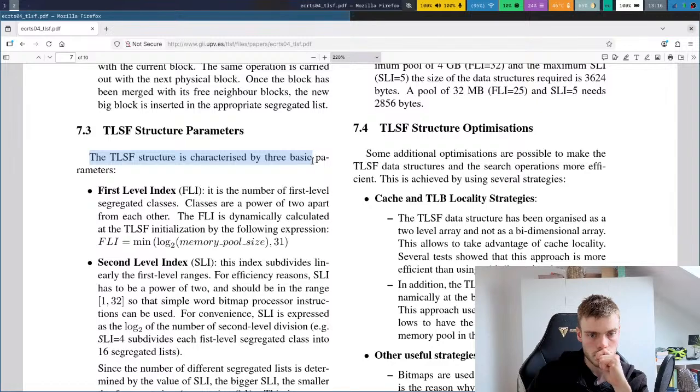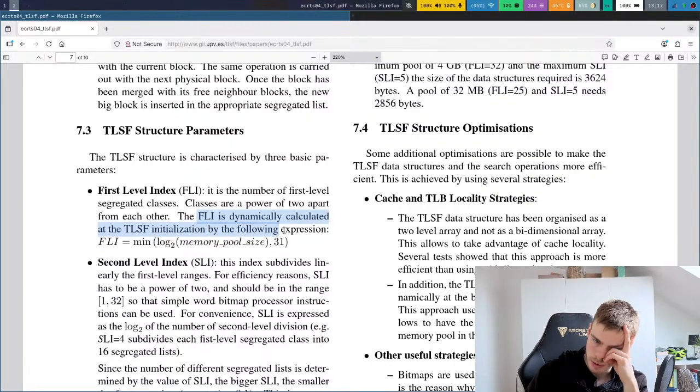The TLSF structure is characterized by three basic parameters. First level index, FLI, is the number of first level segregated classes. Classes are a power of 2 apart from each other. FLI is dynamically calculated at TLSF initialization by the following expression: the minimum of these.